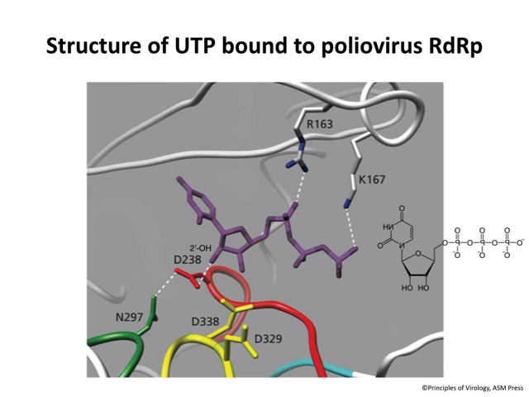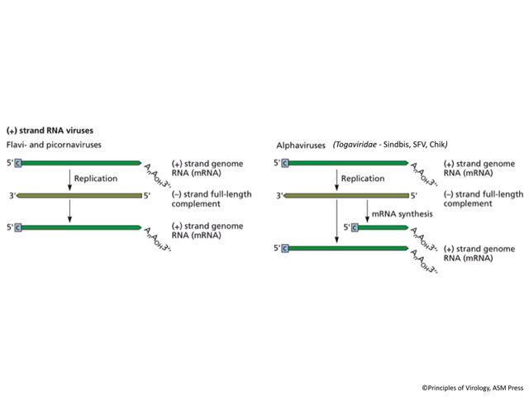So here's the 2' hydroxyl hydrogen bonding with D238. If this were TTP, it would not have an oxygen here. It would just have a hydrogen, would not be able to hydrogen bond. So that's why the dNTPs are not accepted. If you change that residue in some of the polymerases, you can get the enzyme to recognize dNTPs. So it's a really interesting explanation for the specificity.